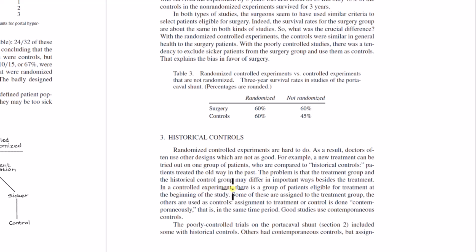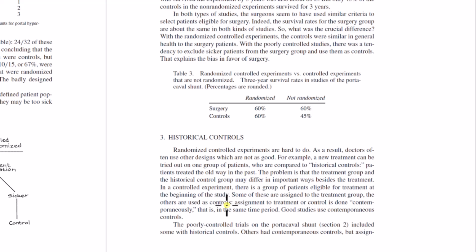In a controlled experiment, there is a group of patients eligible for treatment at the beginning of the study. Okay, so in a proper controlled experiment, the title of this chapter is Controlled Experiments, you have a group of patients eligible for the treatment at the beginning of the study. Some of these are assigned to the treatment group. The others are used as controls. That's kind of the most ideal way to do it. But again, that's ideal. You can be smart, and depending on your desired results, maybe you don't need to do the perfect experiment.